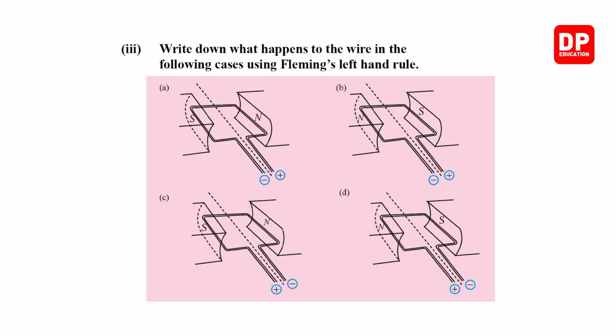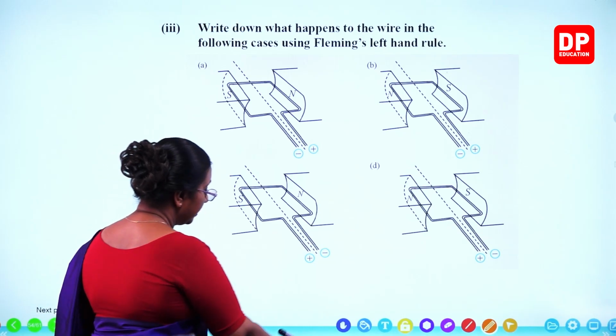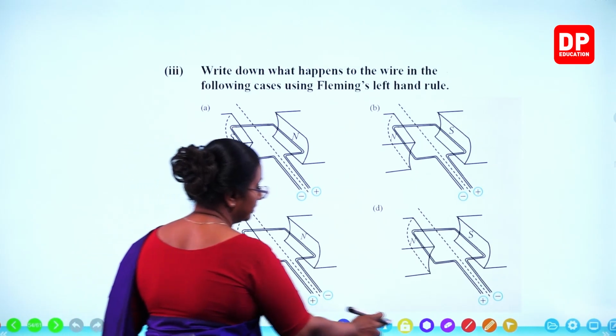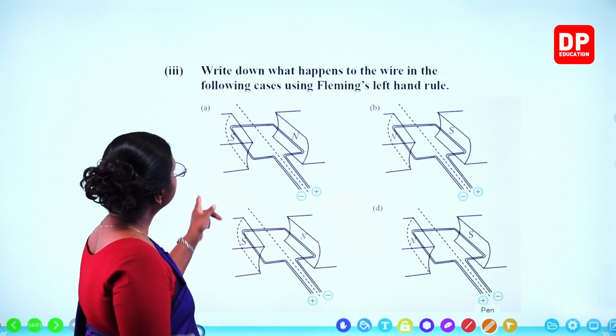Third part of that question. Write down what happens to the wire in the following cases using Fleming's left-hand rule. So here they have shown the wire. Now the first one.